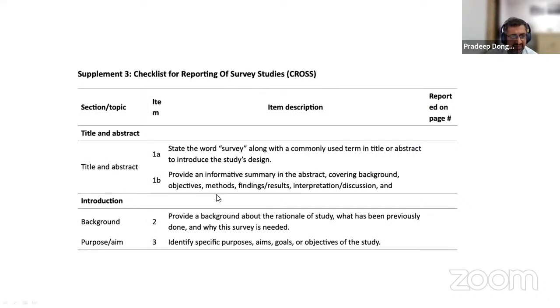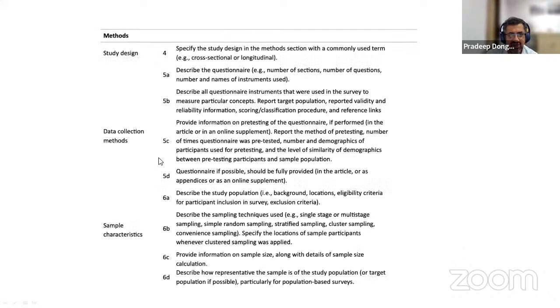It talks about title, abstract, background. So it goes into detail on what should be there, whether you've reported the validity and reliability information, scoring or classification process, reference links. So many things. Whenever you do the validity, it's always better to state what method you have used. You can provide a reference for that. That would be a very good thing. And what was the method of data collection? So if you go through this checklist, you get an idea what you need to do to design your questionnaire and how you validate them.